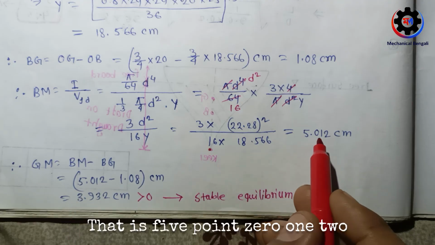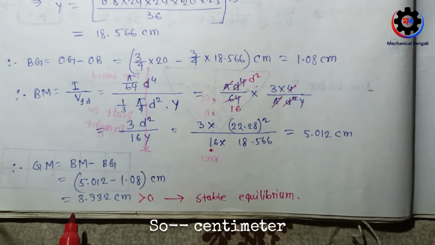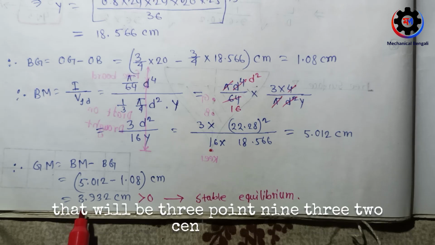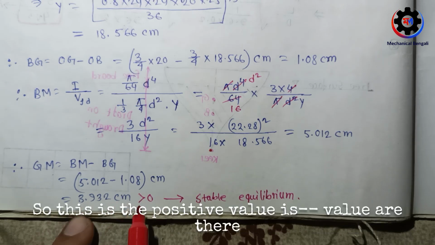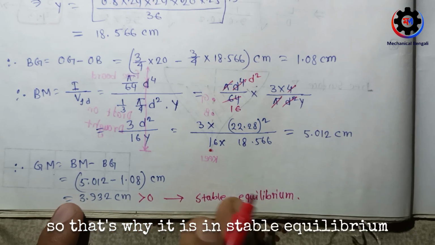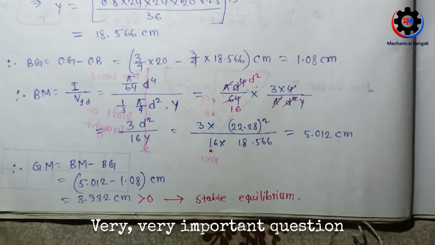That is 5.012, and what is the value of BG? That is 1.02 centimeter. So from here you can get the value of GM, that will be 3.932 centimeter. This is a positive value, so that's why it is in stable equilibrium. This is an important question from the ESE point of view, a very important question.